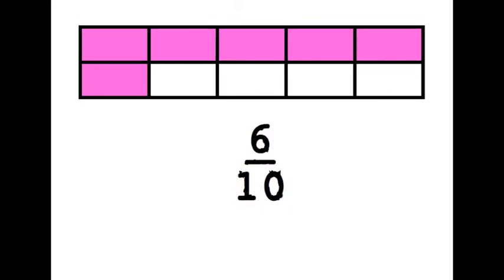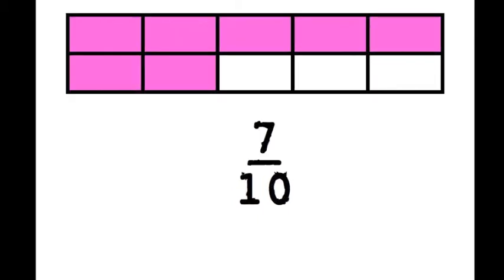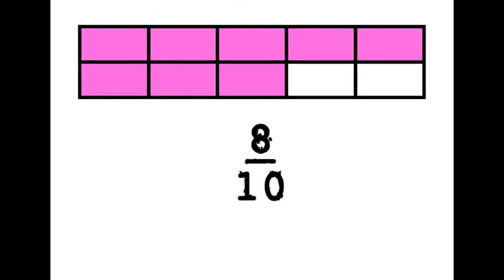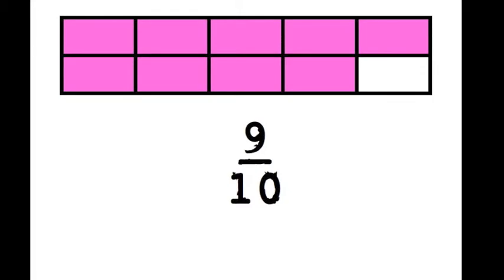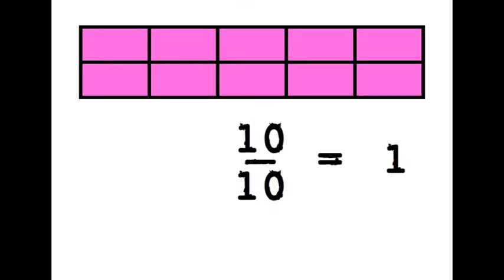6 out of 10. 6 of the 10 pieces are coloured. Here are 7 pieces coloured out of 10. 8 out of 10. 9 out of 10. And 10 out of 10 is the same as one whole. The whole thing is coloured in.